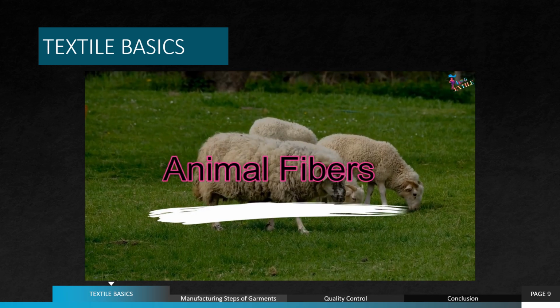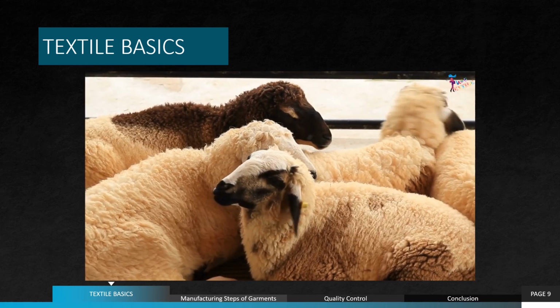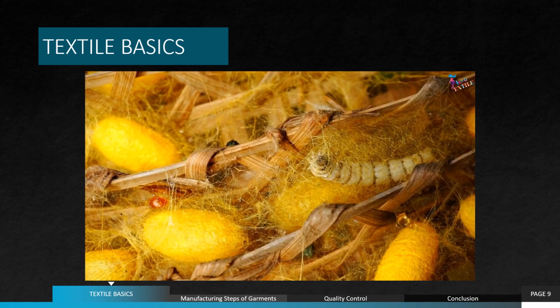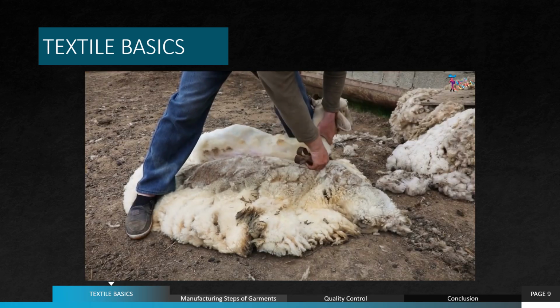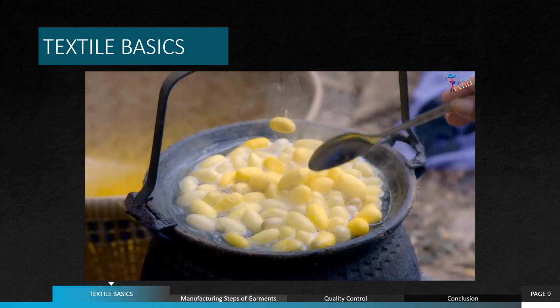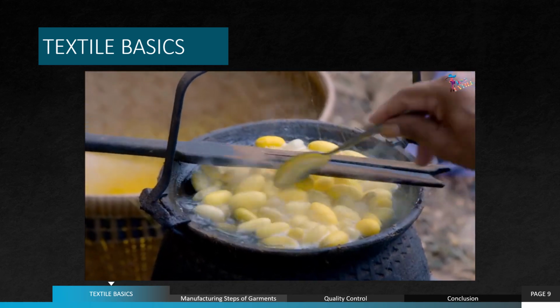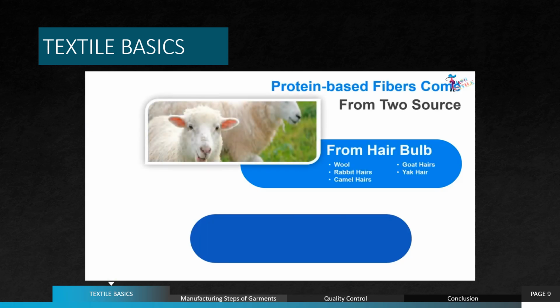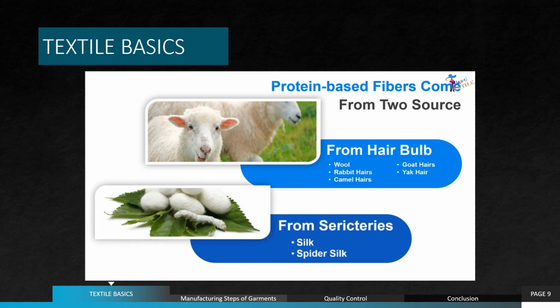Animal fibers. Fibers from animal sources are more properly known as protein-based fibers. They are harvested from an animal or removed from cocoon or web. Protein-based fibers come from mainly two sources. From hair bulb, such as wool, rabbit hair, camel hair, goat hair, yak hair, etc. From secretories, such as silk and spider silk.